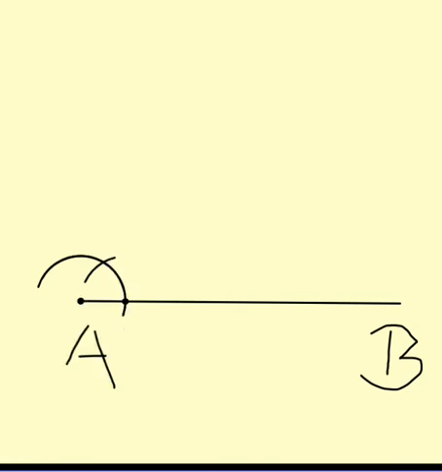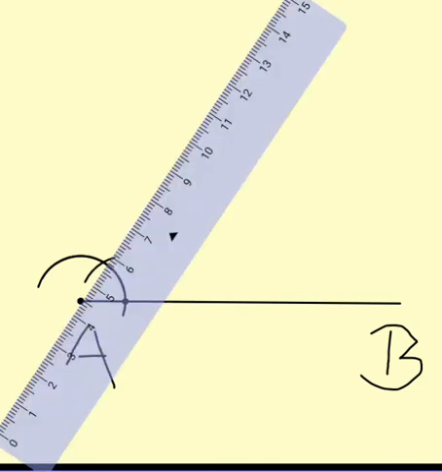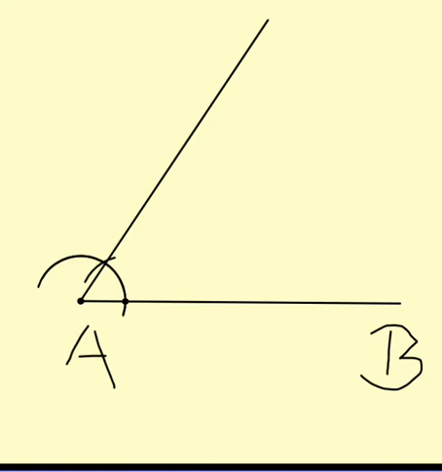Let us draw the line from the point A. Remove the scale and let us name the other end as C. Hence, the angle BAC is constructed, which is 60 degrees.